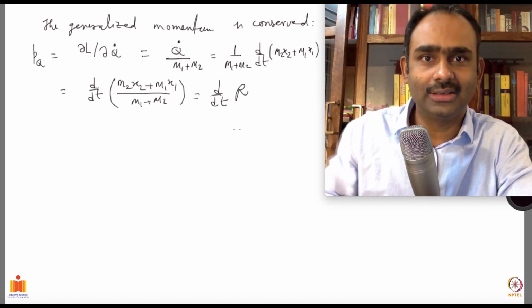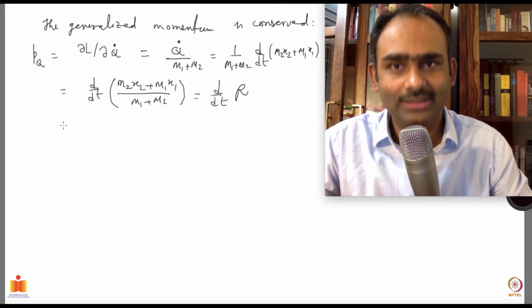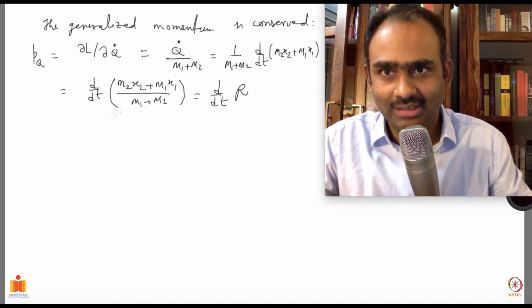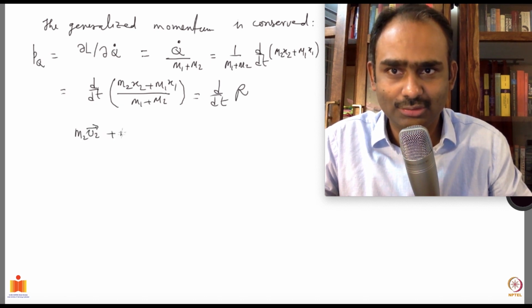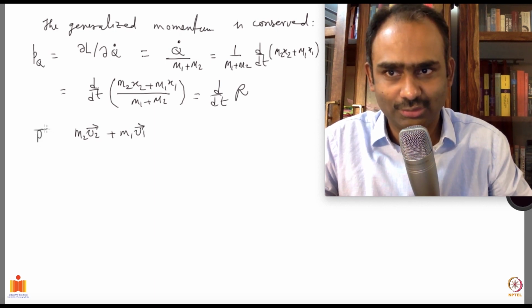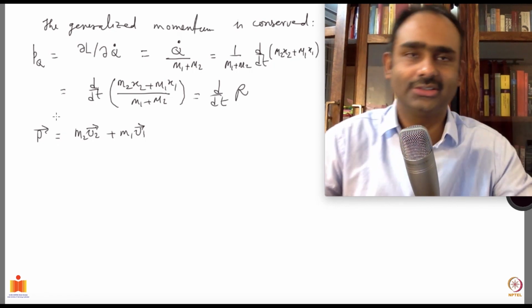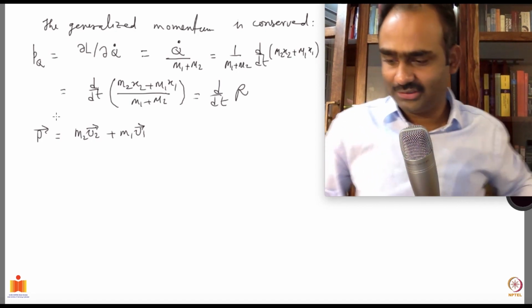the constant speed, which is also equivalent to saying that the total momentum of your system is conserved. If you look at this numerator, it is just m2 v2, which is the momentum of particle number 2, plus m1 v1, the momentum of particle number 1, and that's the total momentum of your system, which is conserved because the total time derivative of this is 0. And this conservation law you have got because of the symmetry which we have in the system.